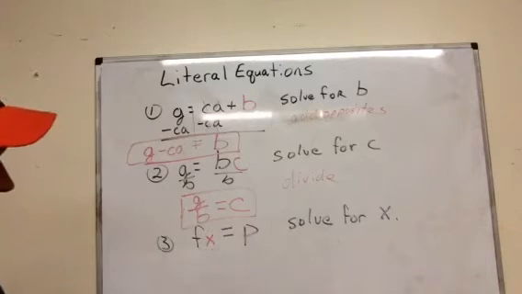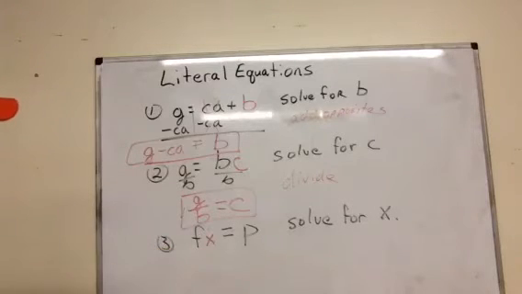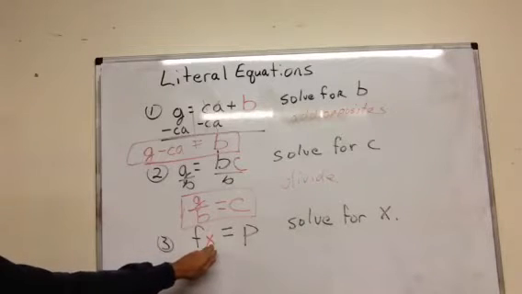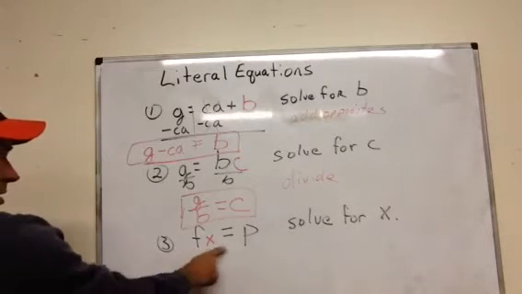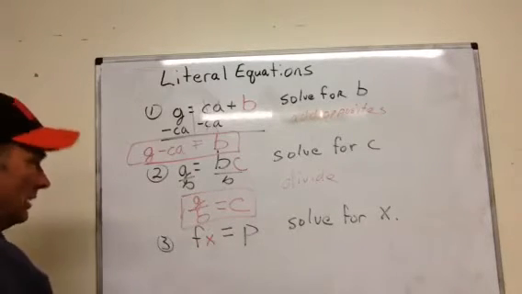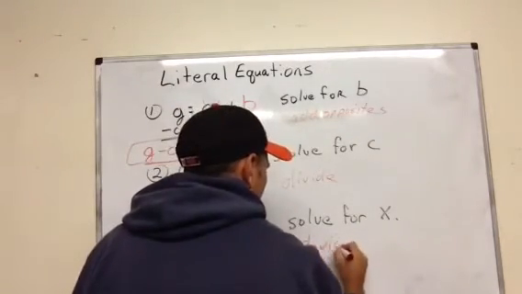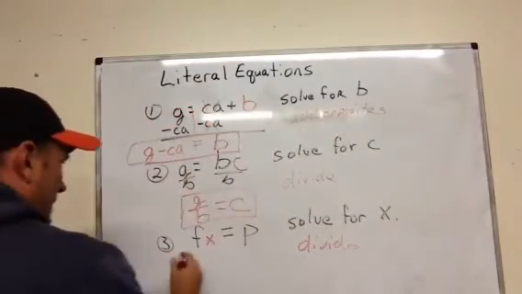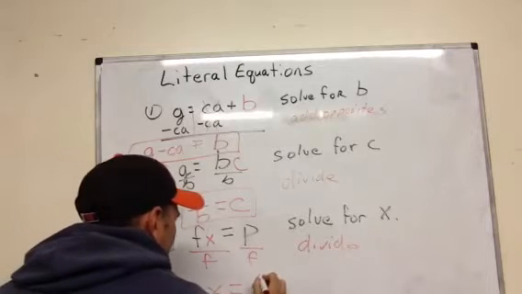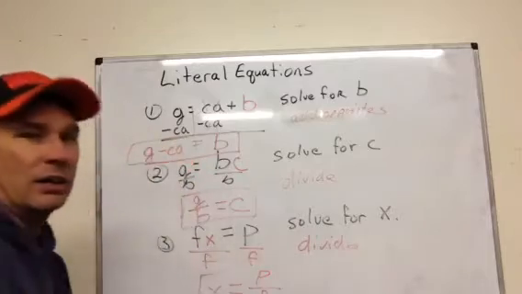Number 3 is very similar. Take a look at 3 and compare it to number 2. We want to solve for X, meaning we want to get X by itself. What is the F doing to the X? It is multiplying, so it's the opposite of multiplying: divide, just like we did in number 2. We're going to divide by F, and we're going to end up with X equals P divided by F, and we are done.